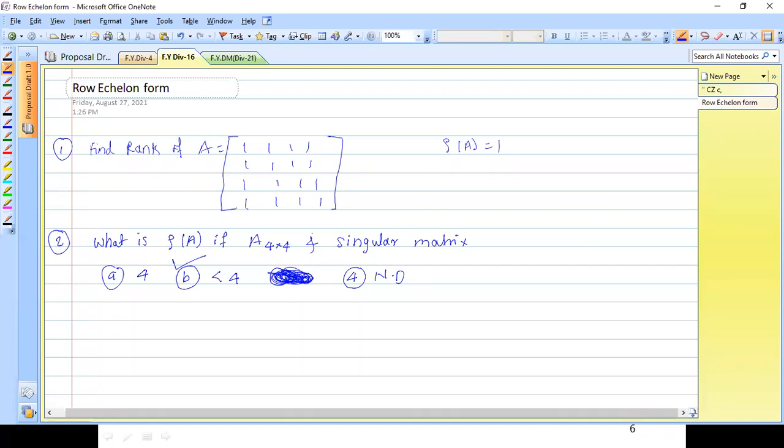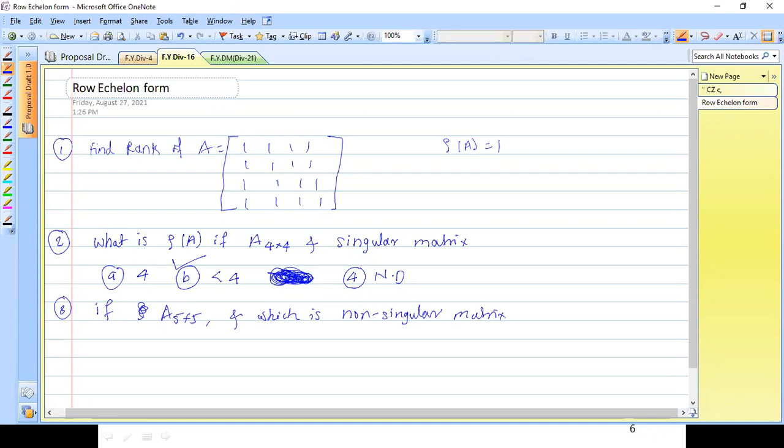If I know the determinant of the matrix, I can say something about the rank. You have a judgment in your mind: if my determinant is 0, then my rank is not 4. Suppose in the same question, I write the third question here: if A is a 5 cross 5 matrix which is non-singular, what is rank? It is 5 directly.